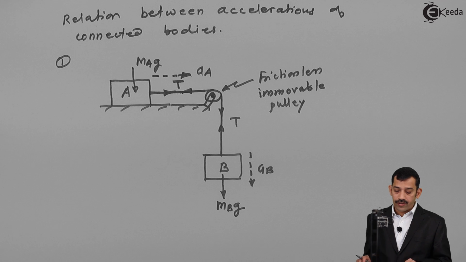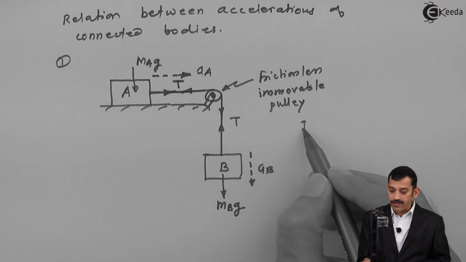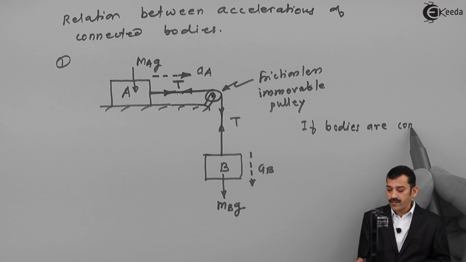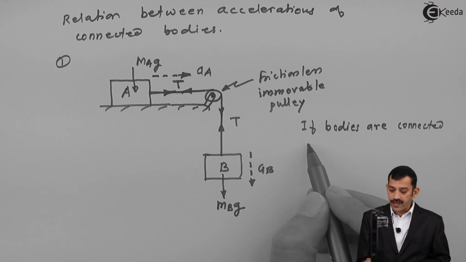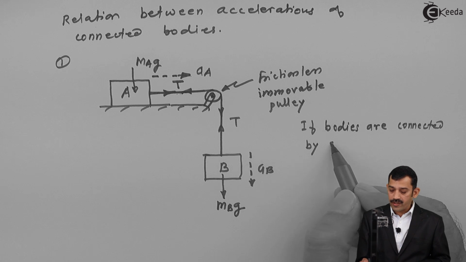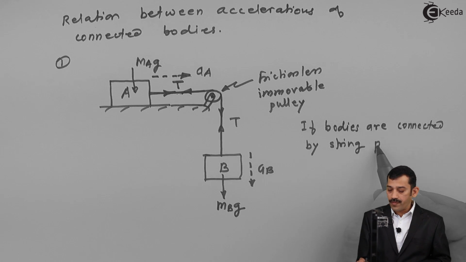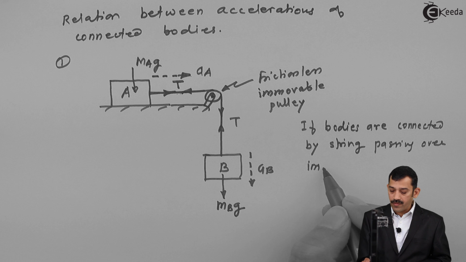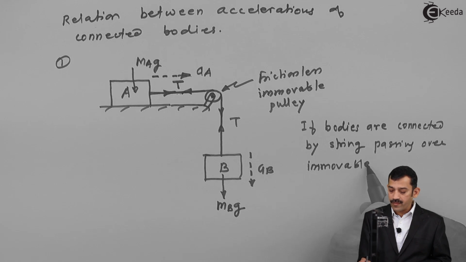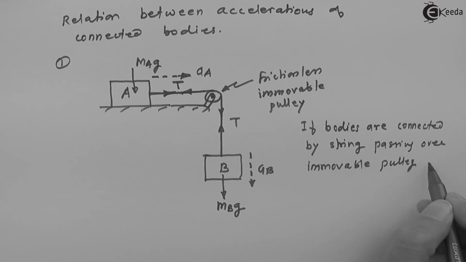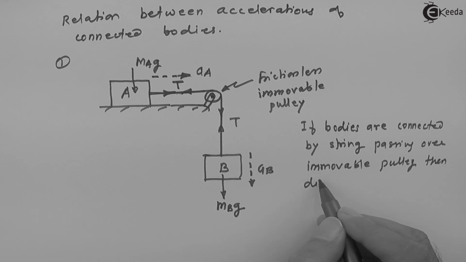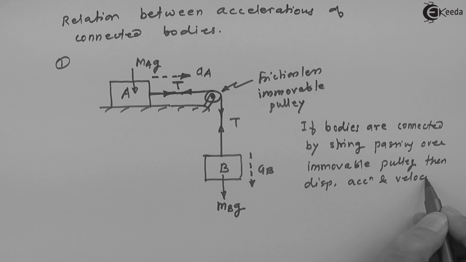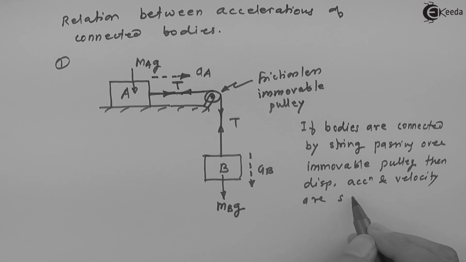That means in short, for this case, I will conclude, if bodies are connected by string or cable passing over immovable pulley, then displacement, acceleration and velocities are same.